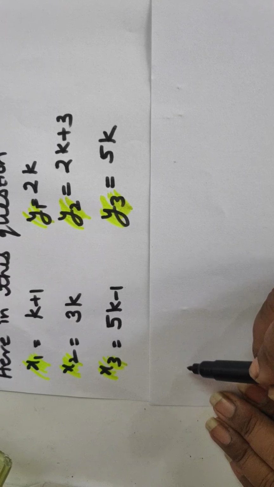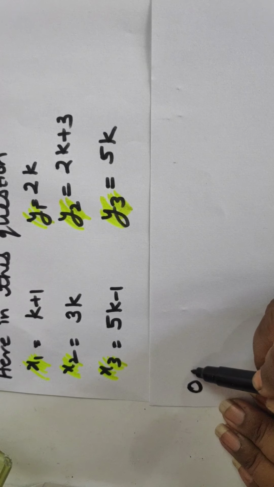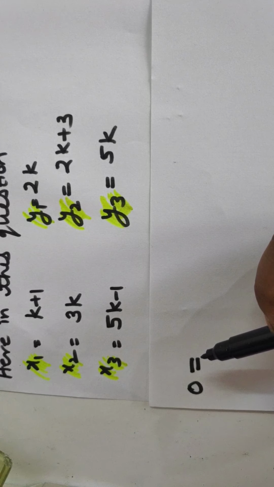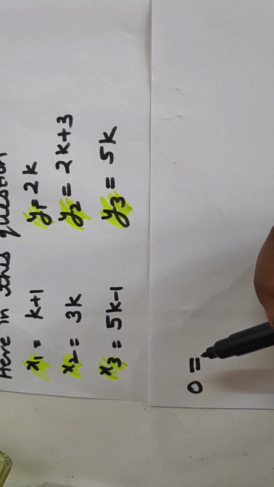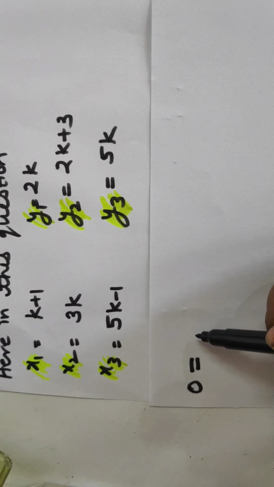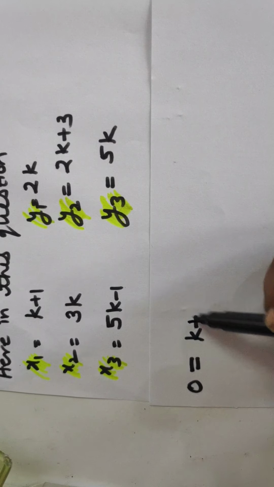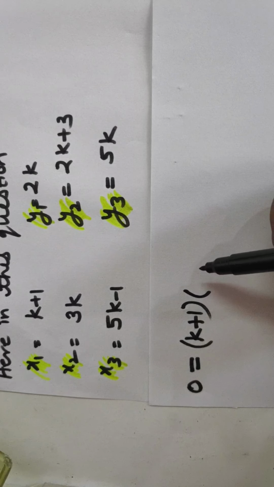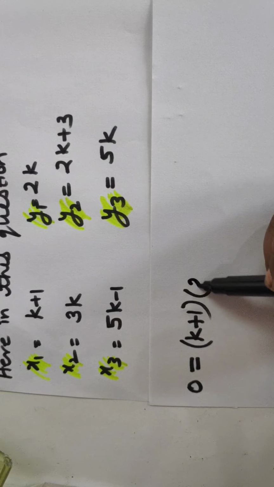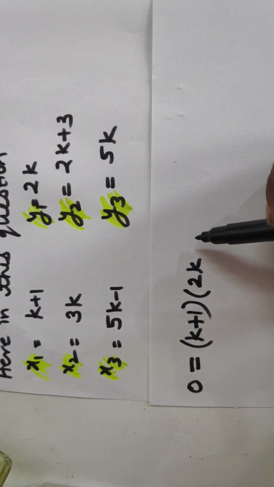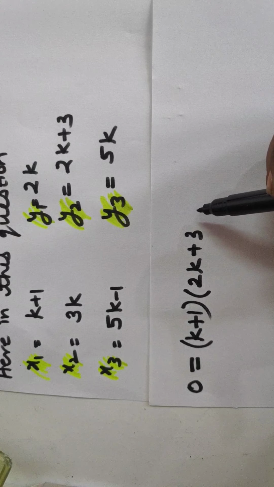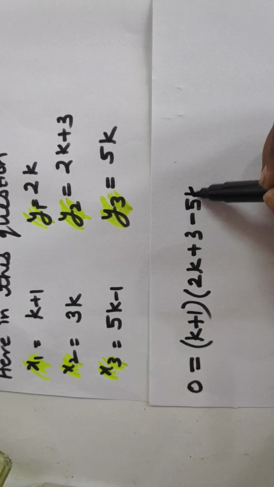Since the points are collinear, the area of the triangle will be equal to 0, and one by two, when we take cross multiplication, it will equal 0. So here x1 will come, that is k plus 1. Now here y2 minus y3 will come: y2 is 2k and y3 is 2k plus 3, and y3 is minus 5k.